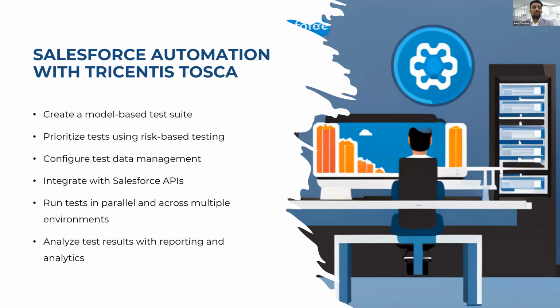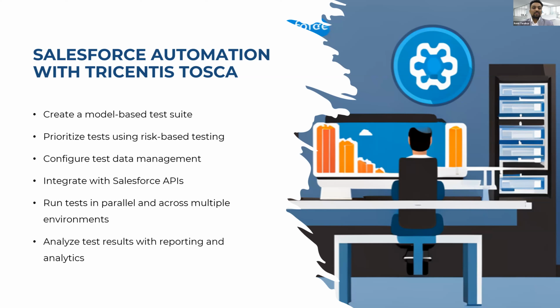Let's see now how Salesforce automation with Tricentis TOSCA works. Salesforce automation with Tricentis TOSCA refers to the process of automating testing for custom applications, standard applications, and Lightning and Classic applications. An organization can increase the efficiency and accuracy of their testing processes, reduce the time and effort required for testing, and improve the quality of their Salesforce applications.